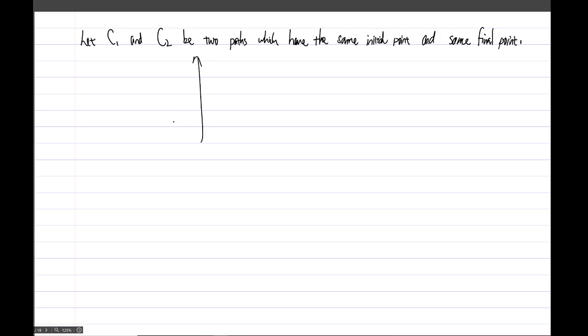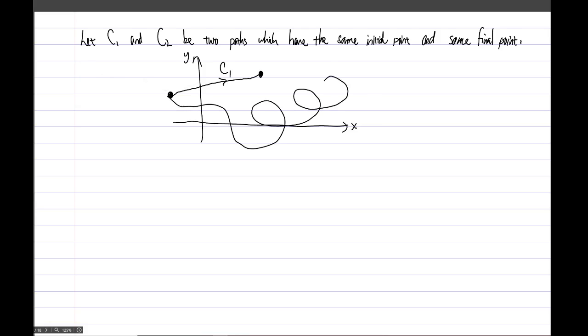So just to draw a picture, okay, we'll get some axes there first. Maybe starting here, ending there, you could have C1 be a very, very nice, really basic path, just a straight line segment. And then C2 travels like this, and it's just a much more wacky path. Now here's the thing, though.